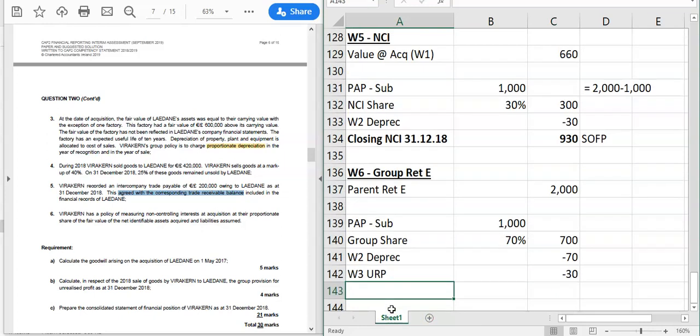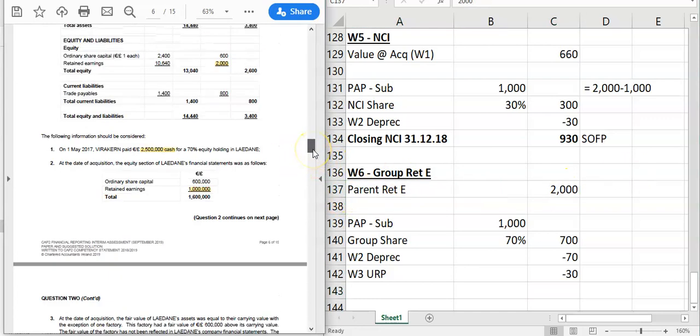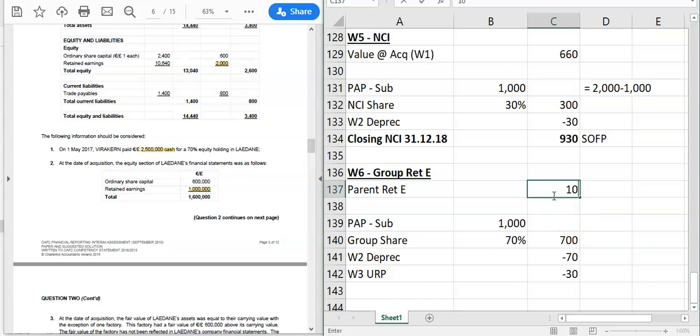So again, you can see nicely, neatly laid out, and you cross-reference your workings. Go back and read the examiner feedback. The biggest complaint the examiner has is students aren't cross-referencing the workings. So that should hopefully get us that parent retained earnings. Be careful, I'm taking the sub there. The parent retained earnings should be, of course, 10,640. That's my mistake. Just watch out for that again.